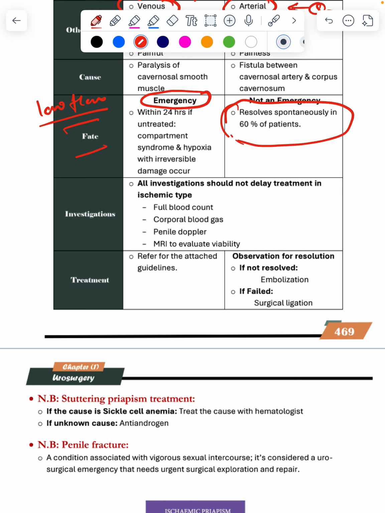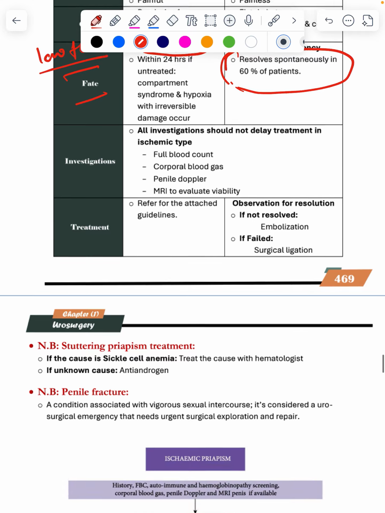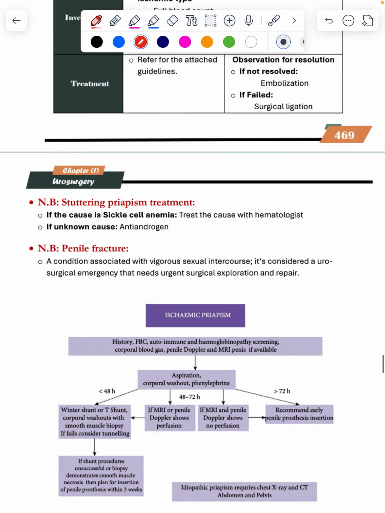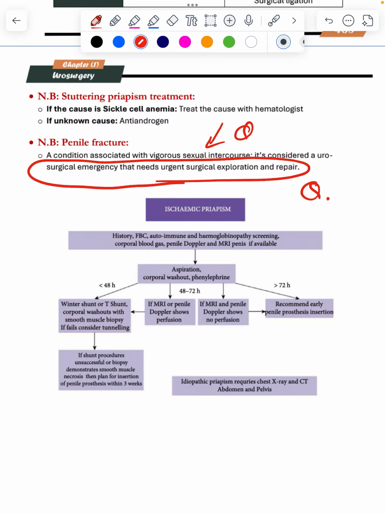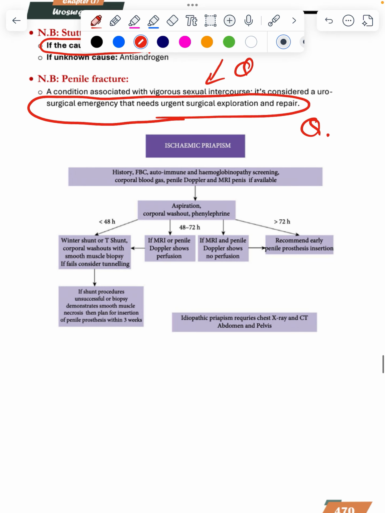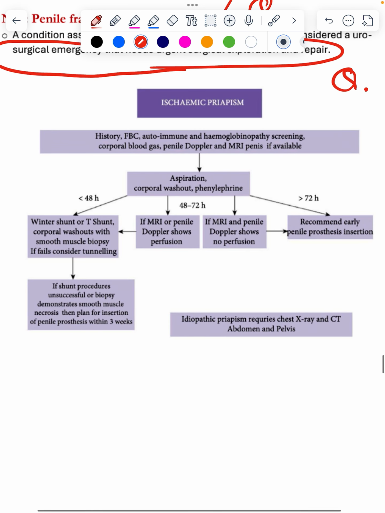So low flow venous requires treatment. All investigations should not delay treatment, like full blood count and all that. So ischemic priapism, not to be confused with penile fracture. This is one question. Surgical exploration is urgent for penile fracture. This is a question. This can occur in sickle cell anemia. This is another question.